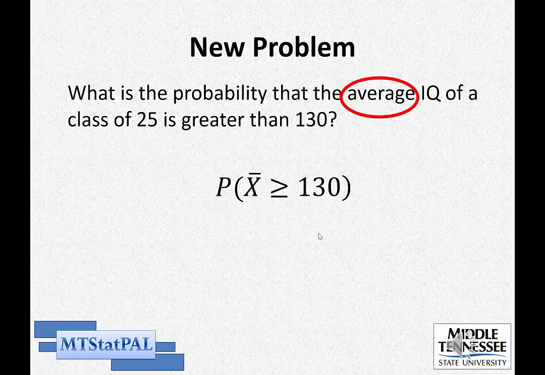And since we're talking about the average, we will need to use the central limit theorem. So first, try to think about whether or not this probability would be larger or smaller than the probability of one randomly selected person's IQ being greater than 130. To answer that question, you might ask yourself, what do you expect the IQs of a class of 25 to look like? Will they be high, low, in the middle?